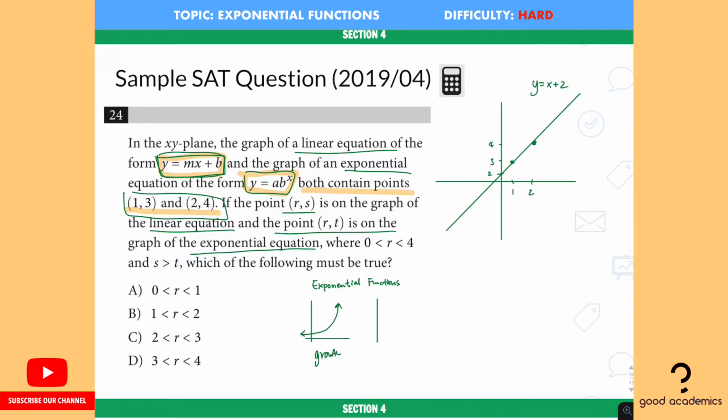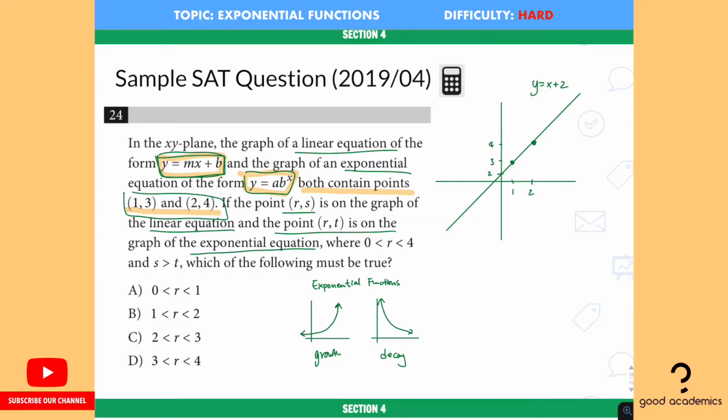Now, you can also think about the other kind of exponential function, which is this. This is called decay. On the SAT, it's got to be one of these two. There will be no other kind of exponential functions. So then you think about the points that I showed you on the graph right here.